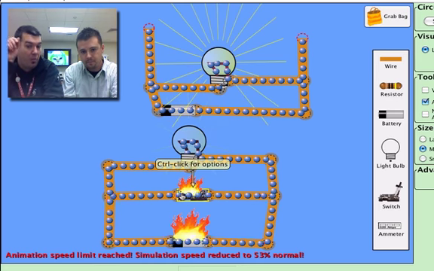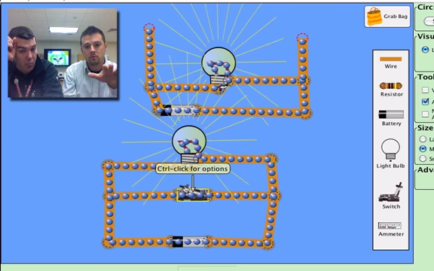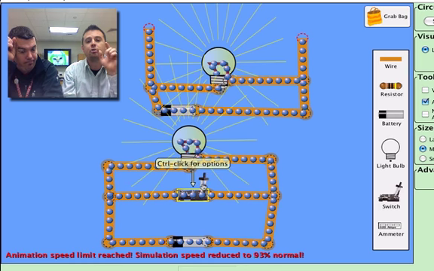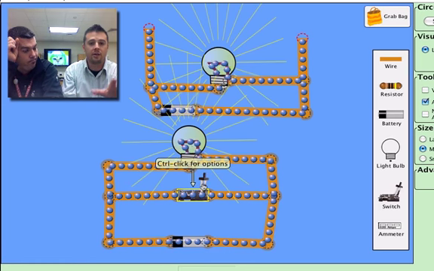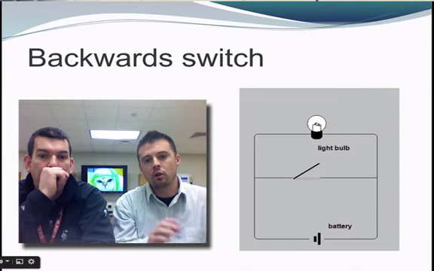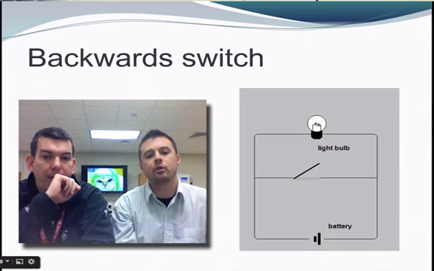A lot of times you'll find that the battery will get very hot or the wires will become warm. It's usually an indication you have a short circuit. So you want to make sure that you pay very close attention to that because it could be a very dangerous situation. Yes, it can. Very dangerous. So if you have that backward switch, you know that you have created a short circuit, and you got to watch out for that. You got to be careful of those situations.